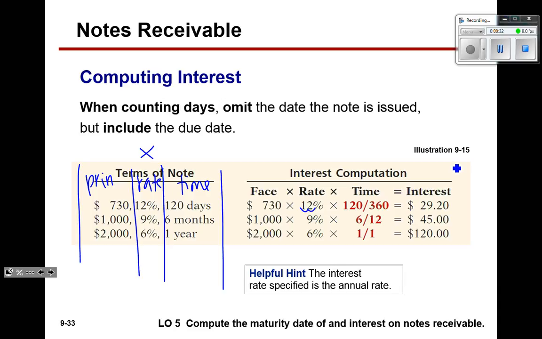The bank's not making a killing anytime soon off these two loans. That's not very much money. Well, these are kind of rare loans. Banking industries are extending millions of dollars in loans. The last one, a $2,000 note at 6% interest for 1 year, 1 of 1, is going to cost you $120.